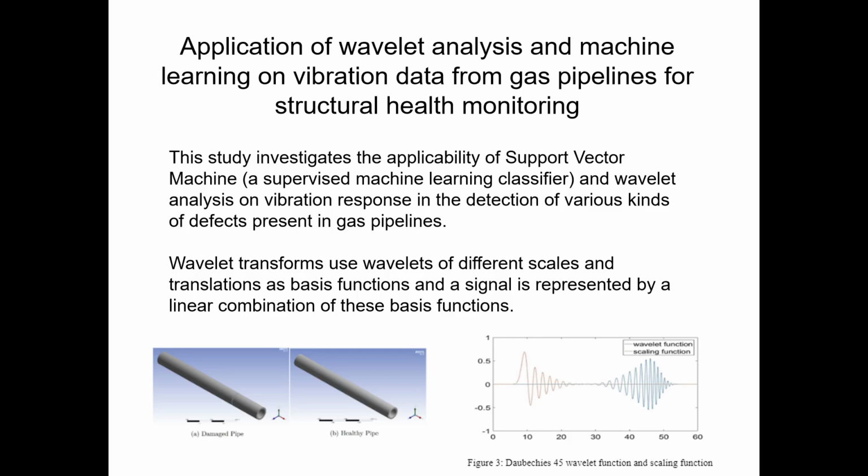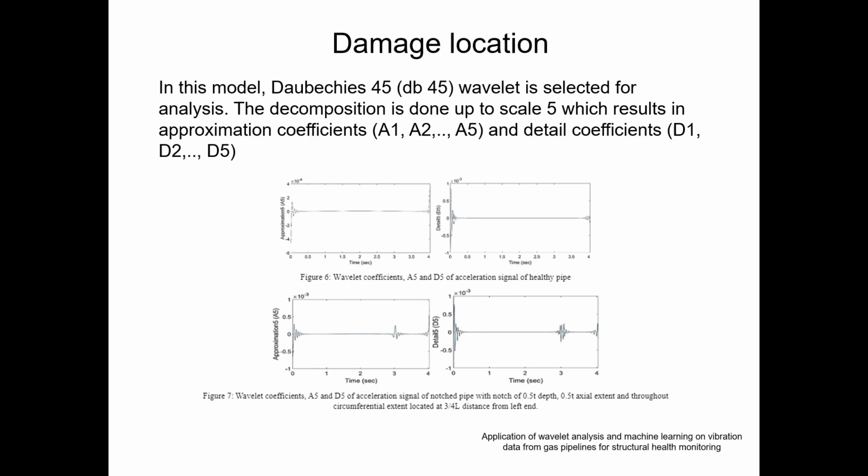This paper's idea is that they observe the signal energy in a wavelet scalegram to detect the damaged PAP. The location of the defect can be identified by mapping the location of disturbance in wavelet coefficients to the coordinates of the PAP. In their model, they choose 45 wavelet to analyze.